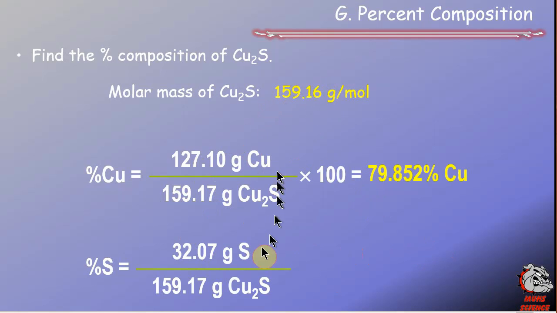You do the same thing with the sulfur. You've got 1 sulfur atom. The mass of sulfur off the periodic table is 32.07. Divided by the whole thing, multiply by 100, and you're going to get about 20.15% or so. So that is percent composition by mass.